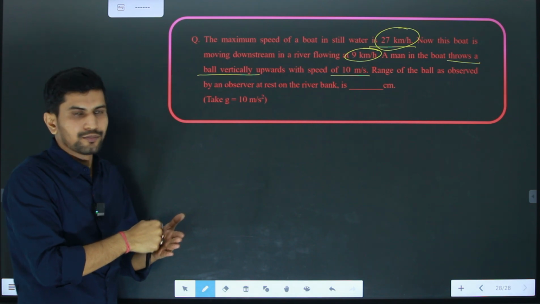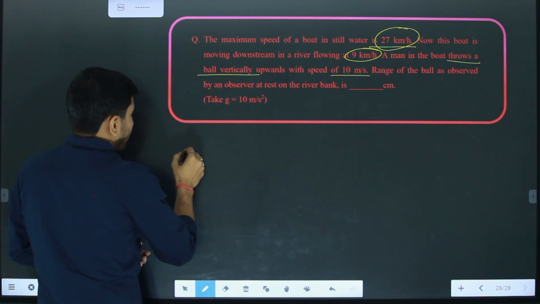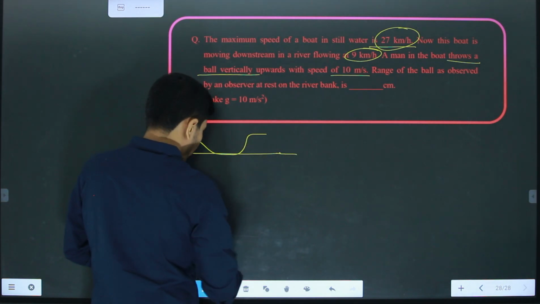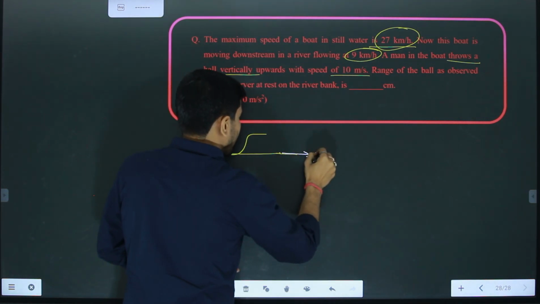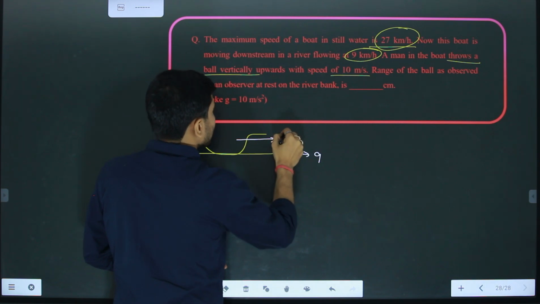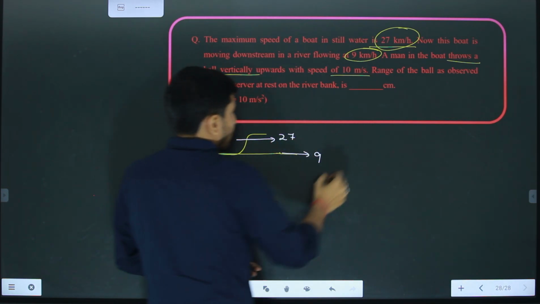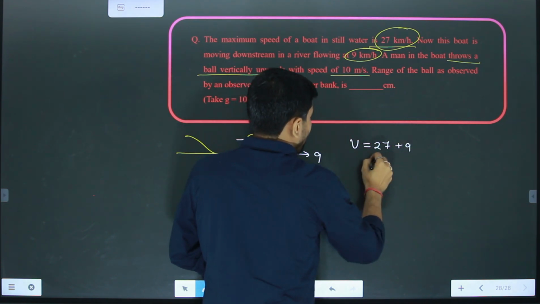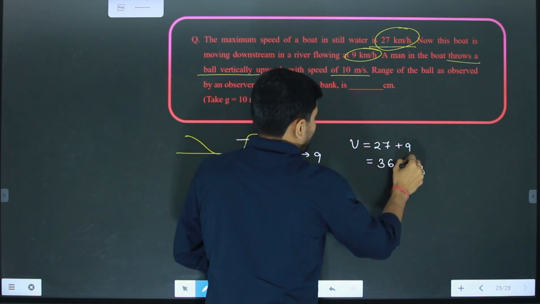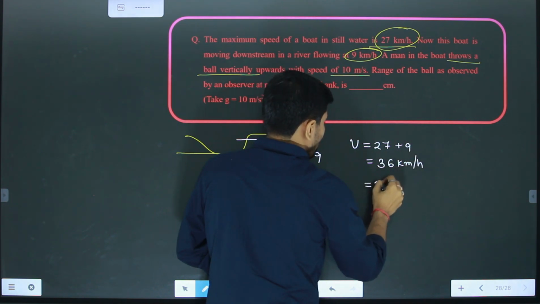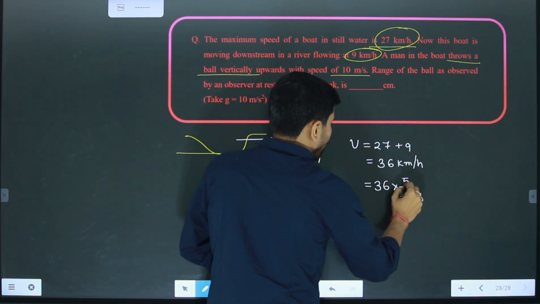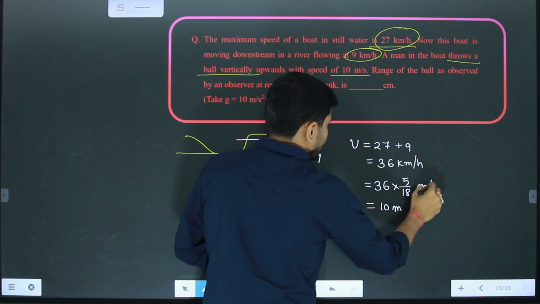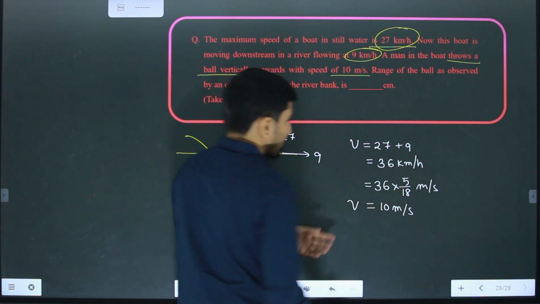Therefore, what is the range or the distance along the horizontal direction the ball has traveled, that we have to calculate. Okay, so first of all, what is the net speed of the boat? Let's calculate. So let's say this is the boat. The stream is moving with a speed of 9 km per hour, and the boat itself is moving with the speed 27. So the speed of the boat will be equal to 27 plus 9 equal to 36 km per hour. Let me convert this into SI unit. So 36 into 5 by 18. So this is 10 meter per second. To convert the kilometer per hour into meter per second, we have to multiply by 5 by 18.